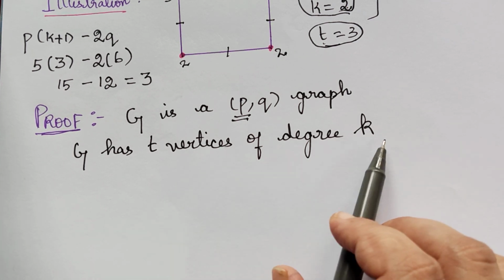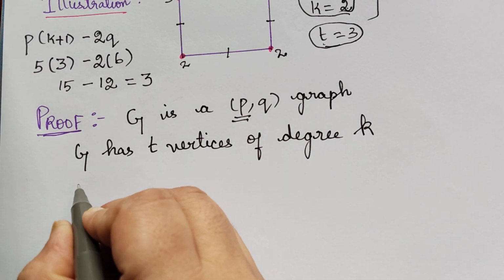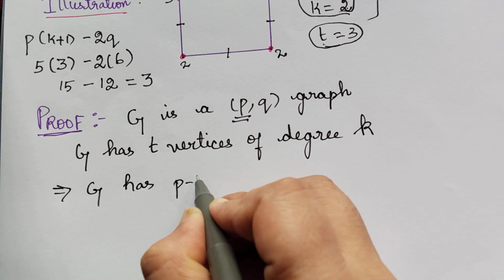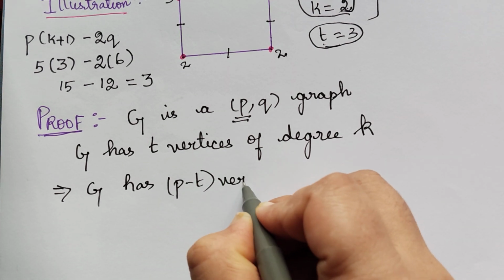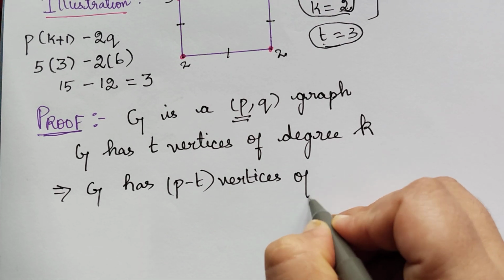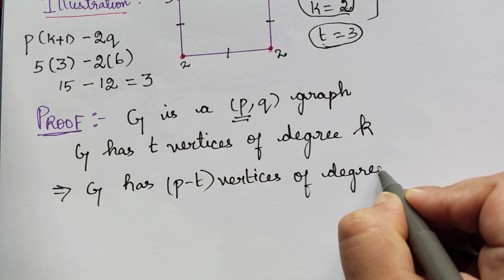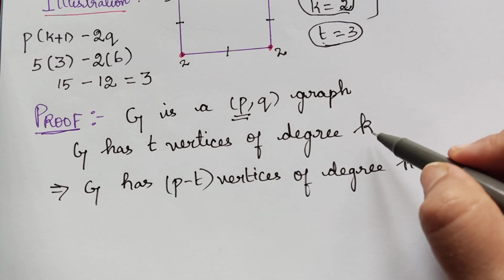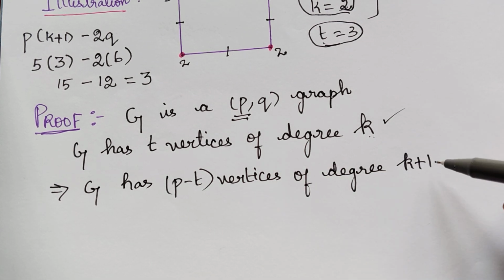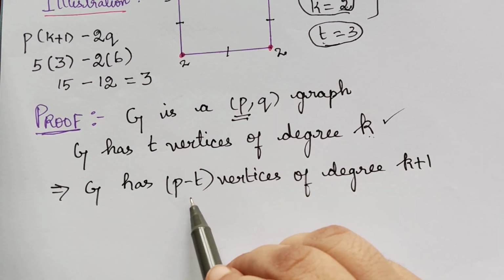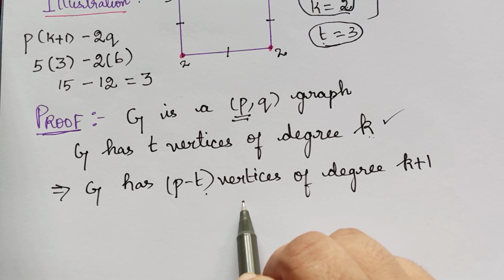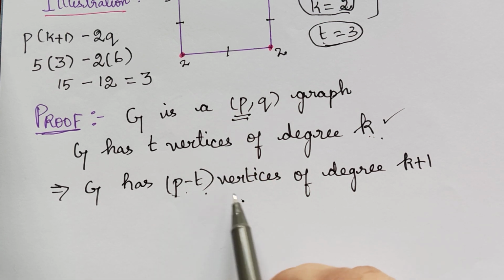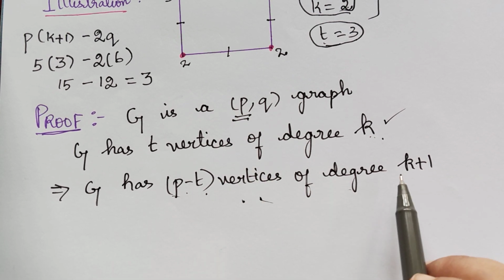So if t vertices have degree k, then this implies G has p minus t remaining vertices of degree k plus 1. In the problem, it is given that t vertices are having degree k and the remaining vertices are having degree k plus 1. We have totally p vertices. If t have degree k, then p minus t are the remaining vertices, which will have degree k plus 1.